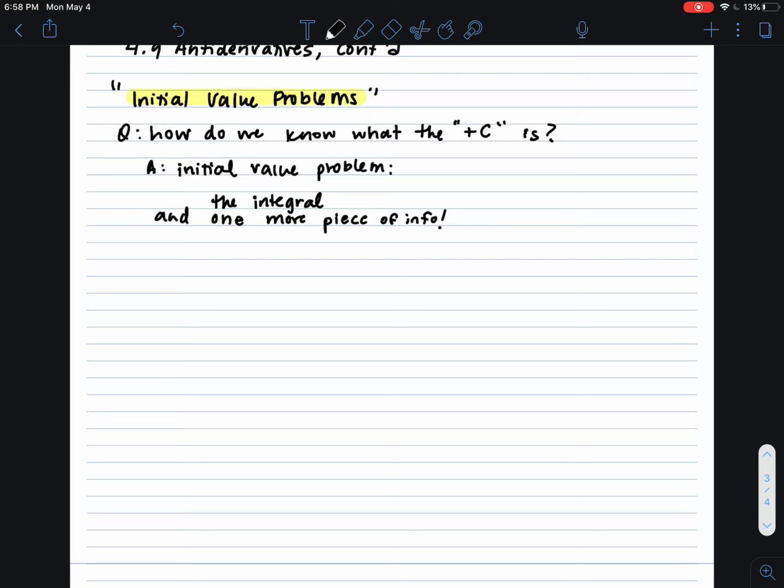Okay, so we're just going to do a couple examples about it, but this extra piece of information I want you guys to know is called an initial condition. And the best way to show you guys this is an example, so we'll just go ahead and dive right into that.